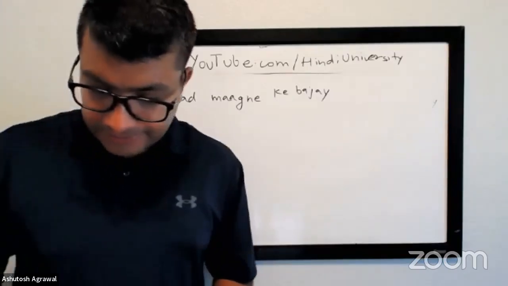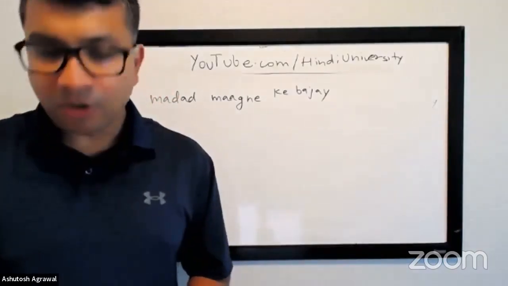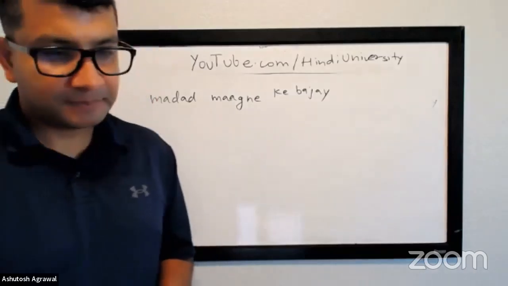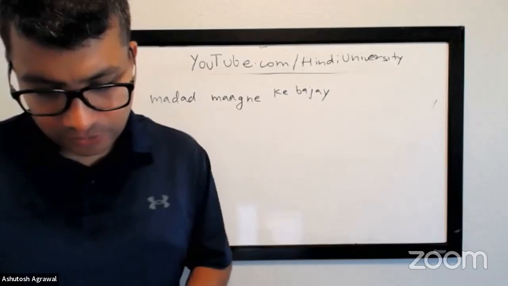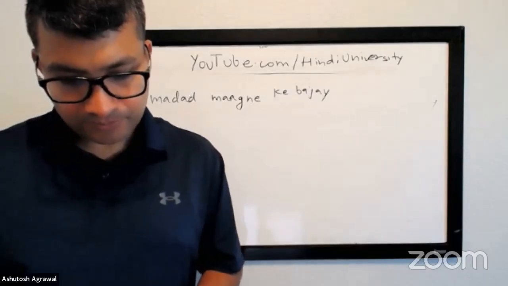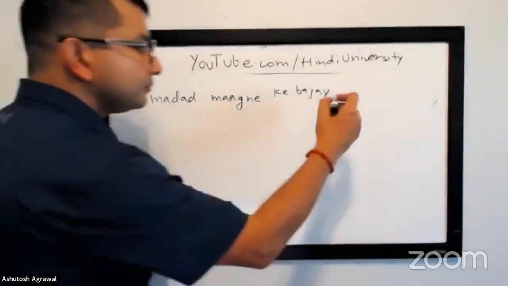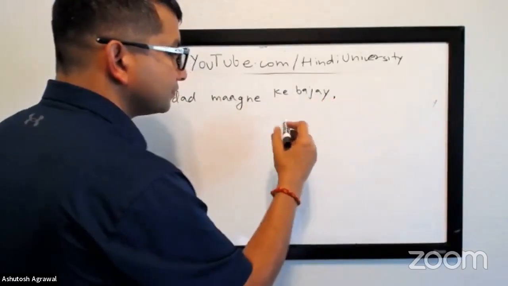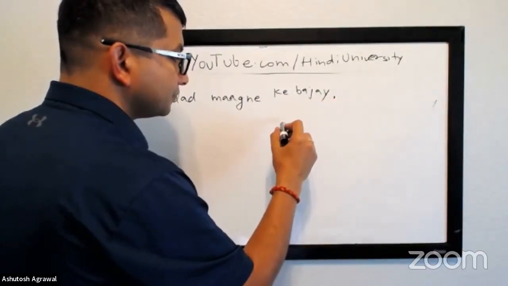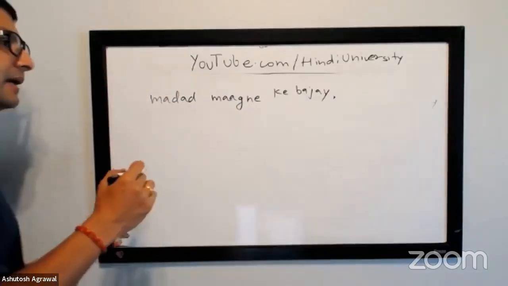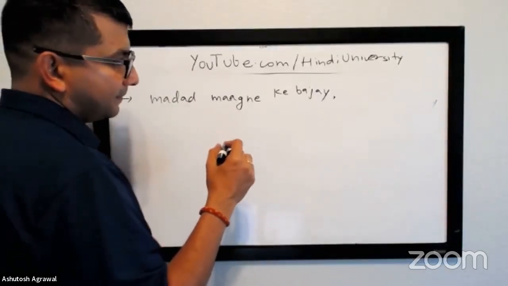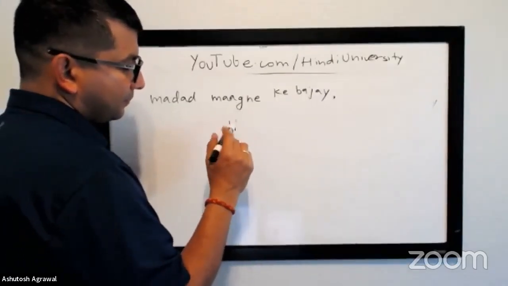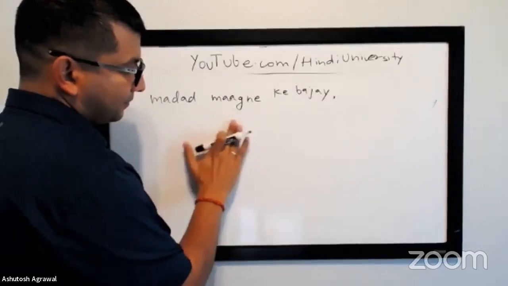Now the rest of the sentence is: he did everything on his own. Why don't you continue, Meetaji? He did everything on his own. वो सब कुछ अकेले करने. Oh gosh. मदद मांगने के बजाय, he did everything. वो सब कुछ अकेले काम किया.